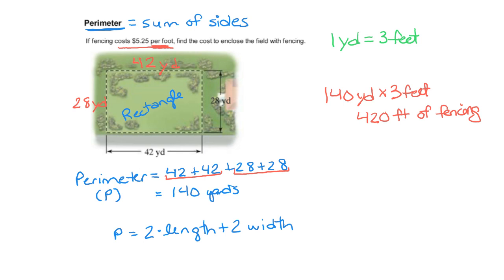The next part we want to take a look at is to find out how much it will cost us. Now that we know we have 420 feet of fencing, and it is going to cost $5.25 per foot, we're going to multiply this and we're going to come out with $2,205. And that would be our fencing cost.